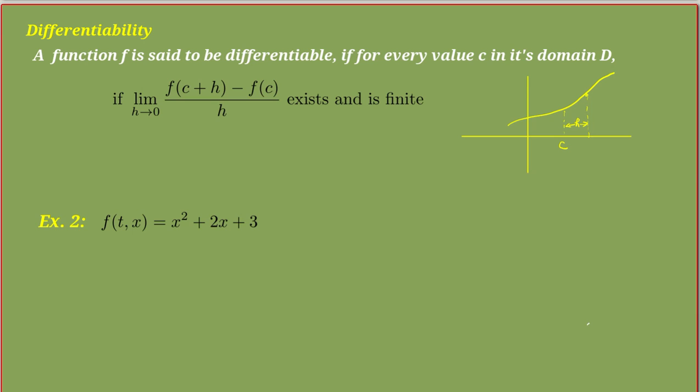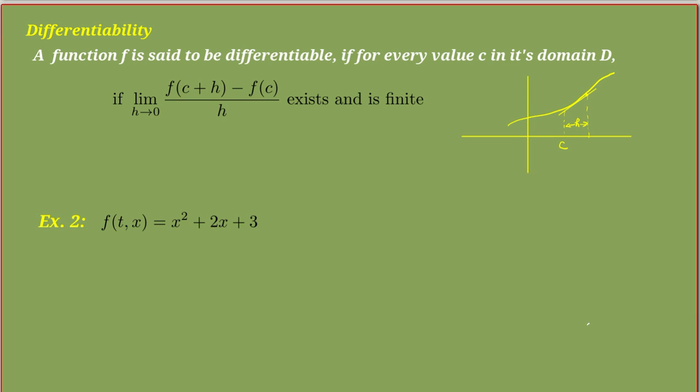So what is this? We have to take the slope of this curve. That is what is happening here. f of C plus h minus f of C divided by h, right? So the limit of this exists. That means the slope should be there. The limit of this exists, and it should be finite. Then we can say that the function is differentiable. Okay, so this is about differentiability.